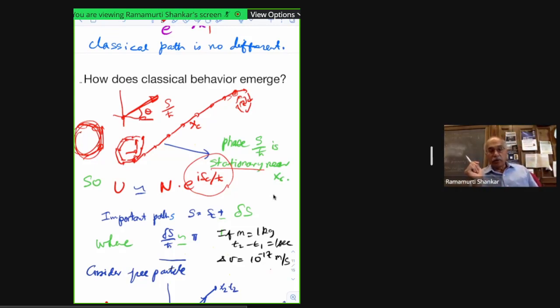But if it's an electron moving in an atom, you will find the action can change by H bar without negligible contributions. So the path of an electron in an atom will be very different along this. It does not have a definite trajectory, but once you go to macroscopic objects, only the classical path will matter.